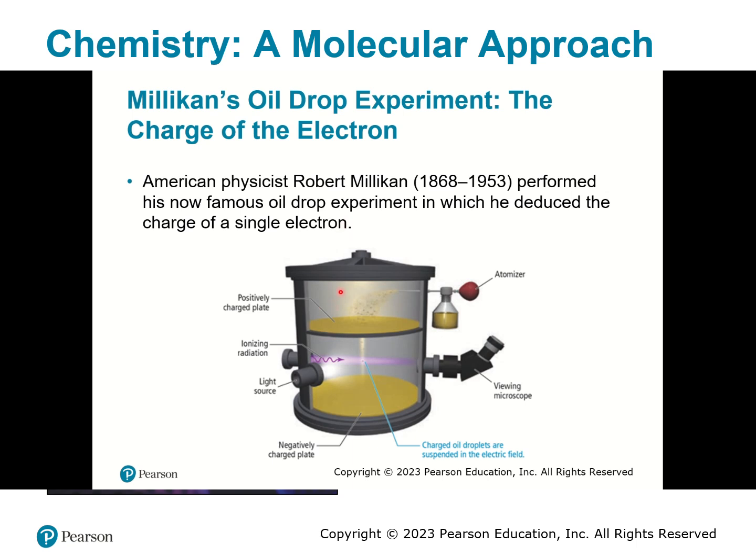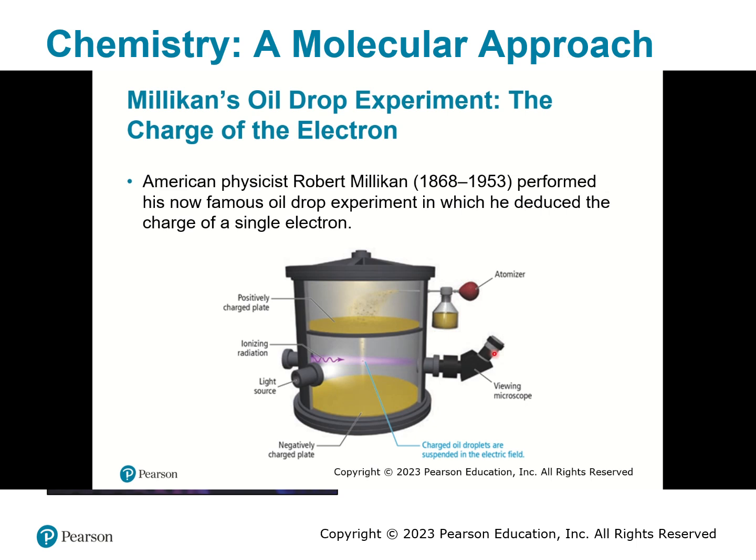A cylindrical container is divided in two sections, upper and lower. The upper section has a positively charged plate at its base, and the base of the lower section is a negatively charged plate. An atomizer is attached to the upper section from the outside of the cylindrical chamber. The atomizer has an outlet tube that sprays fine oil inside the upper section. In the lower section, a light source, as you can see here, emits ionizing radiation that enters the cylinder, and the droplets are seen through a viewing microscope.